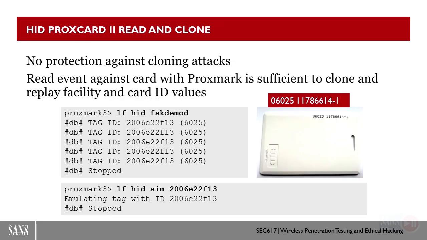So we can use the Proxmark 3, any of these varieties, with the software connected to a computer to perform cloning attacks. We present the tag to the reader for our Proxmark 3 and query it with low frequency HID demodulate FSK. So demodulate FSK with data coming back from the card. And in this card, we have 06025 as the card identifier printed on the outside. And it does the read and tells us that 6025 is the card number.